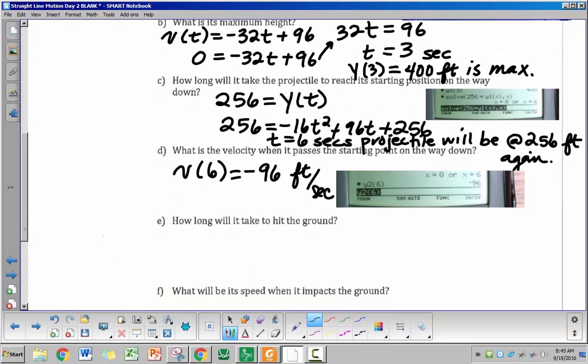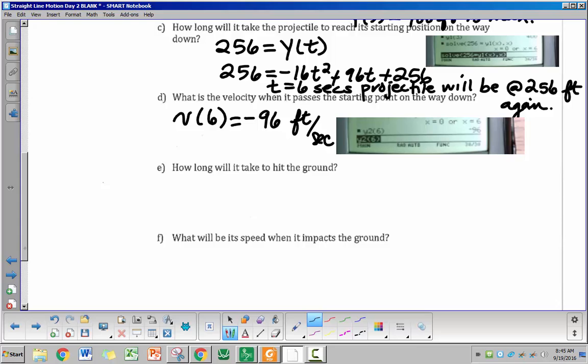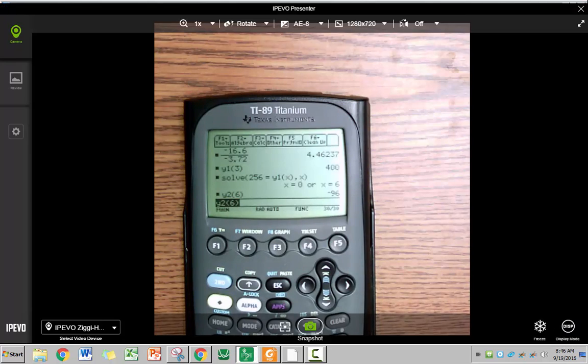How long will it take to hit the ground? We want y of t equal to 0, which is going to be negative 16t squared plus 96t plus 256. But I'm going to let the calculator do that by solving for me. Solve. Yep. 0 equals, where's position? Right, y1 of x. We're solving for x, so comma x, close.